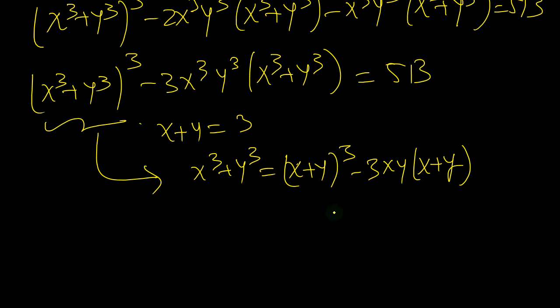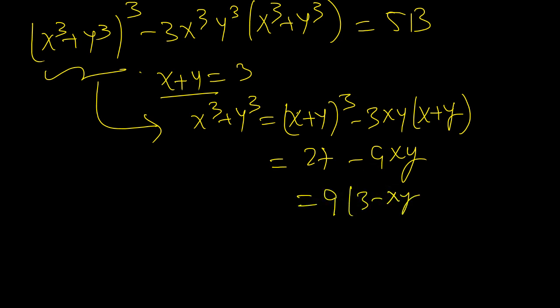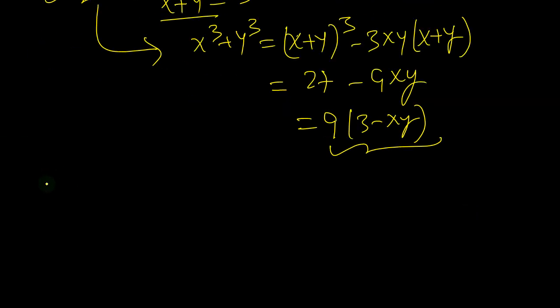You know, this is an identity, you know that, right? This is basic. Then we're going to replace what we have here, guys. So x to the 3 plus y to the 3 is going to be 3 cubed, which is 27, minus 3 times 3, which is 9xy. And perfectly, 27 here I can write as 9 times 3 minus xy, right? So perfect.